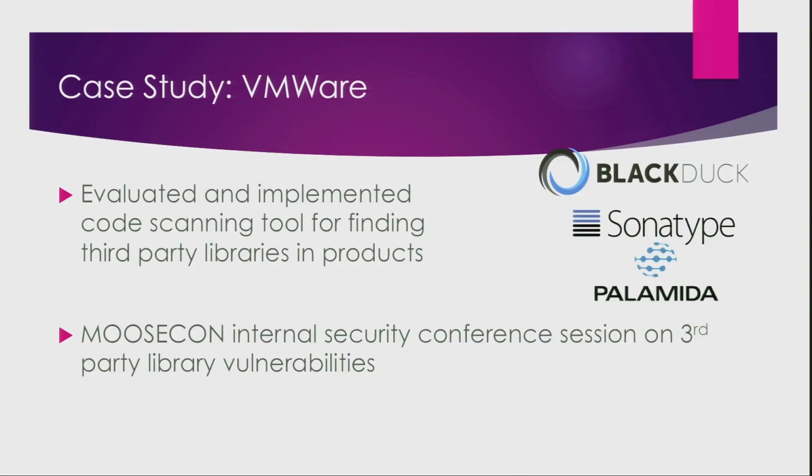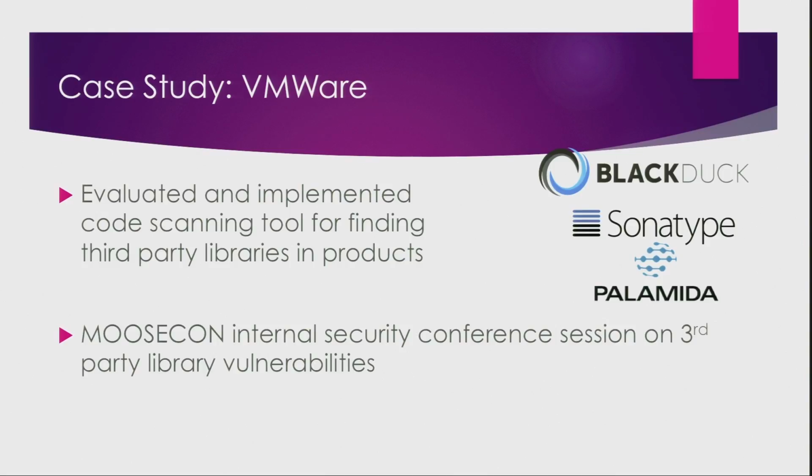They also got the approval to implement a code scanning tool, so they weren't having to manually monitor all of these libraries. And they held an internal security conference for their developers where they had Jake and I come in and talk about third-party library vulnerabilities and interact with their development team. Now, most of the developers that came to MooseCon were already pretty passionate about security, and they were very excited to take this back to their teams and be like, look, this is why they don't want to let us use this library.